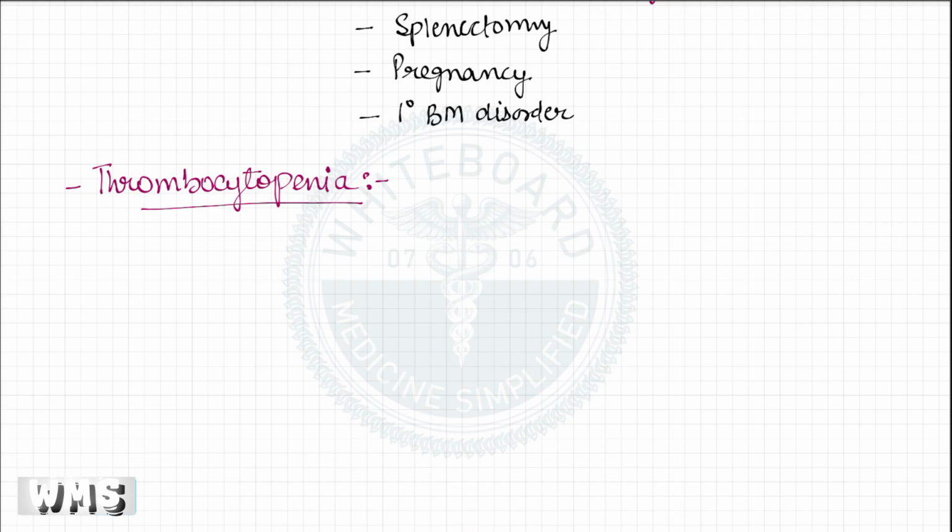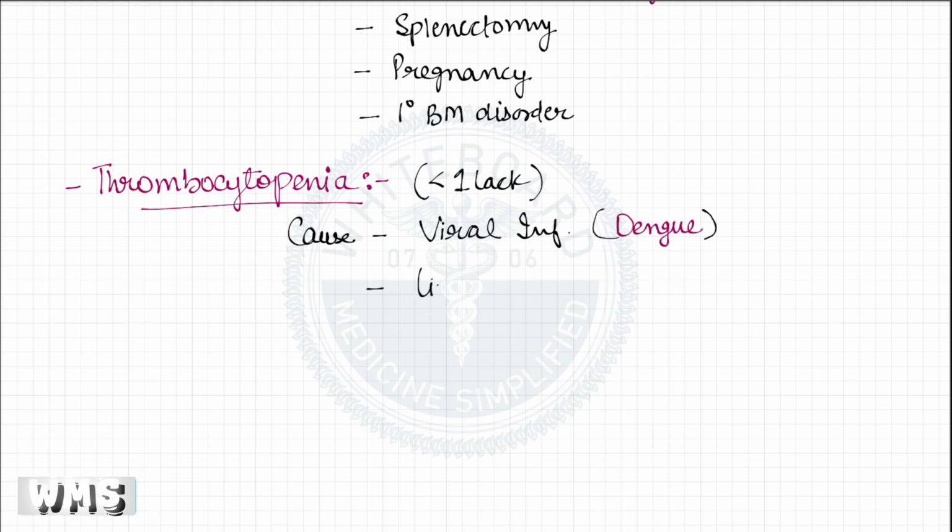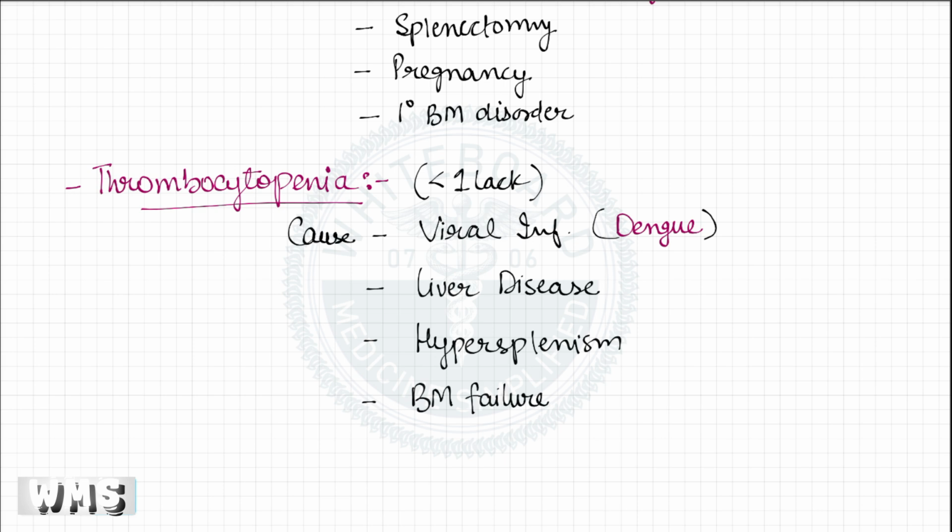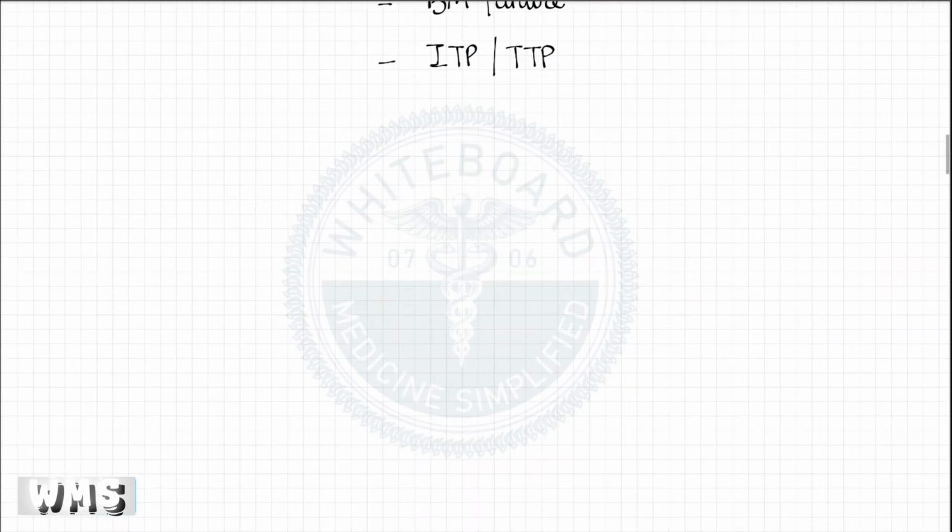Thrombocytopenia refers to a low platelet count, clinically significant below 1 lakh, and theoretically we can say below 1.5 lakh per microliter. The most common cause is viral infections such as dengue. Other important causes include liver disease, hypersplenism, where the spleen sequesters platelets, bone marrow failure, and immune-mediated conditions like ITP and TTP.